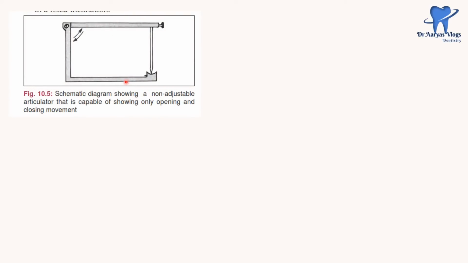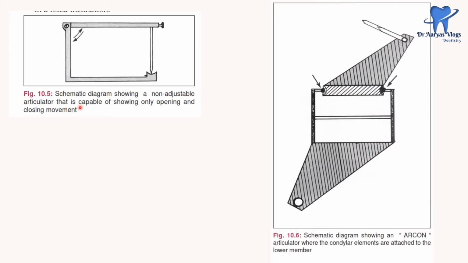And this is a schematic diagram which shows the non-adjustable articulator, capable of showing only opening and closing. So only opening and closing movements are possible in the non-adjustable articulator. And here, this is an arcon articulator, where the condylar elements are attached to the lower member.